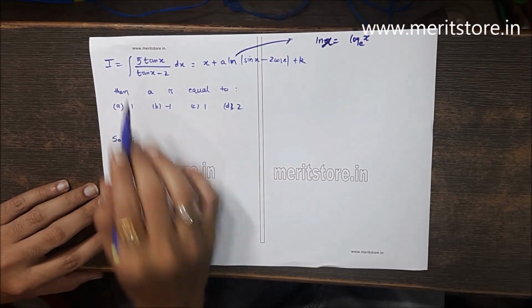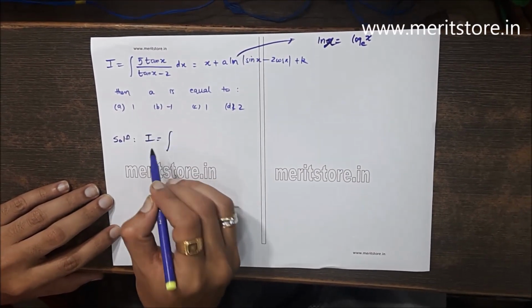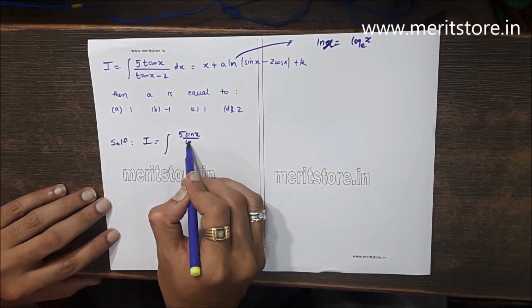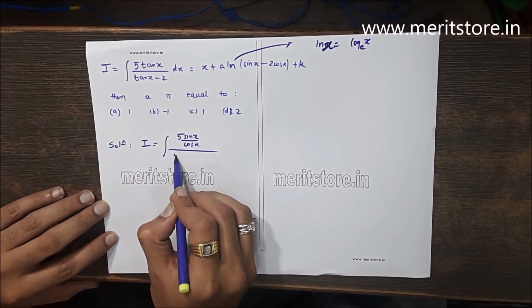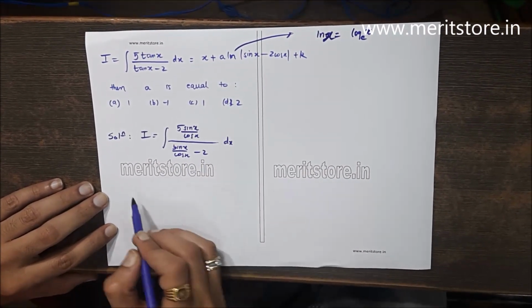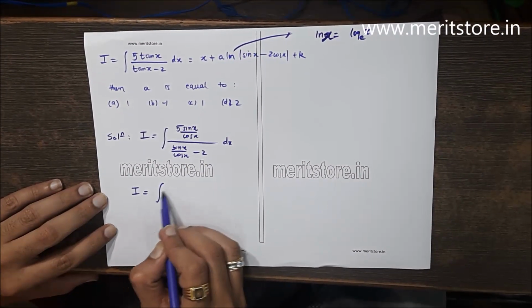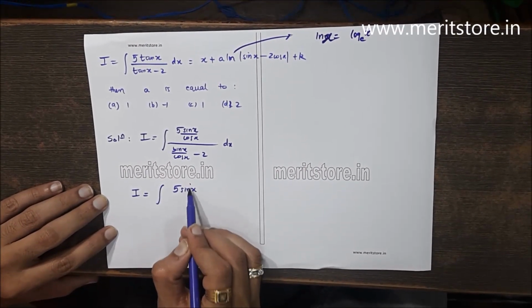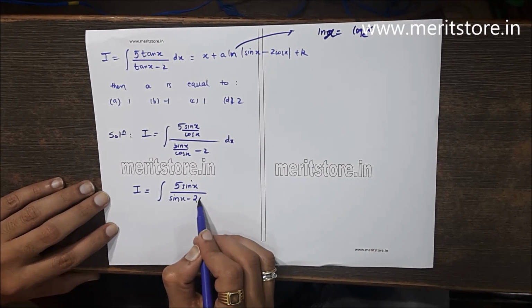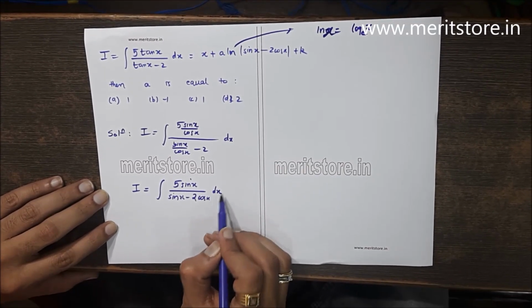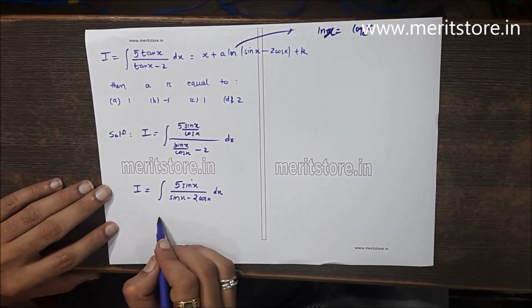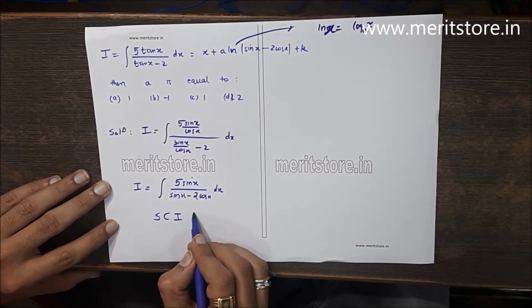Okay. To solve this, I am converting this tan x in terms of sine and cos. So this becomes 5 sin x upon cos x upon sin x upon cos x minus 2 dx. The integral will be written as 5 sin x upon sin x minus 2 cos x dx. Now observe, this is of the type sine cosine type.